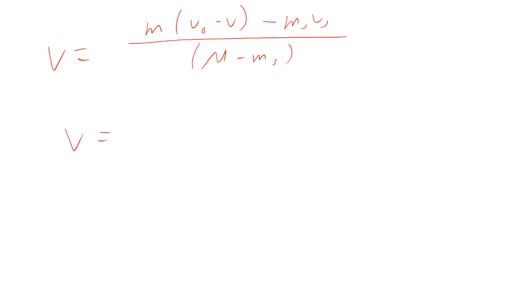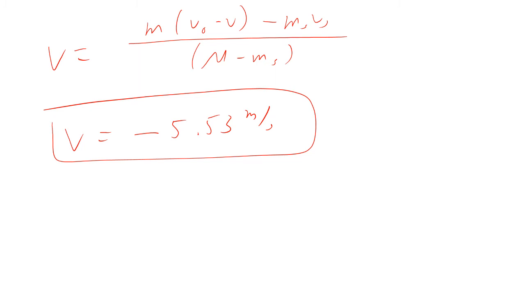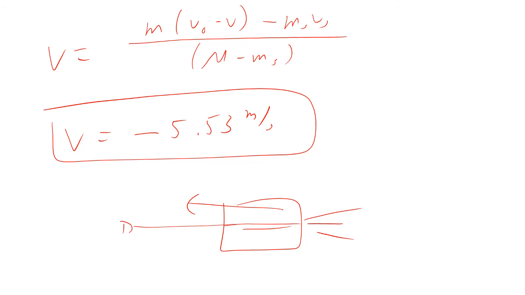So you plug in all the numbers and you get minus 5.53 meters per second. And so it's like, oh, what does that mean? Well, what that means is that as the bullet came through and blew all the stuff out, the block recoiled back that way as the bullet and the stuff went on through. Can that happen? The answer is, yeah, it actually can happen.